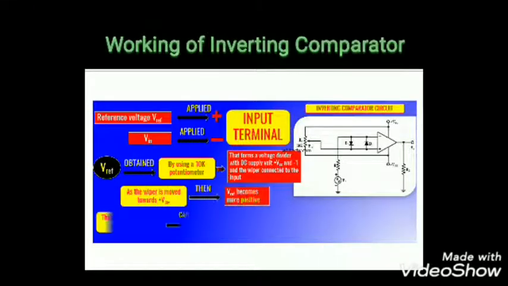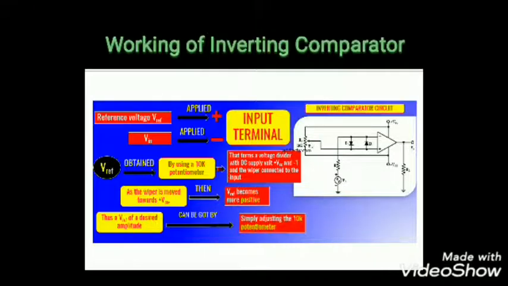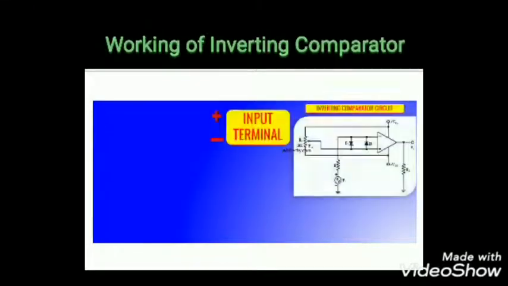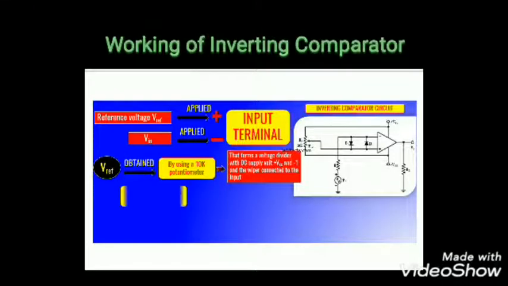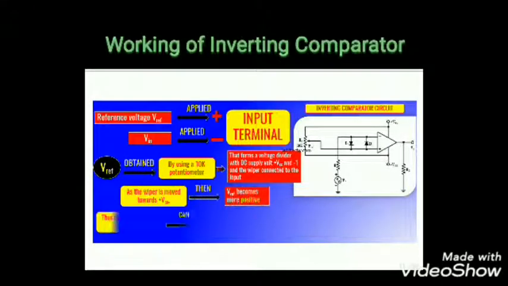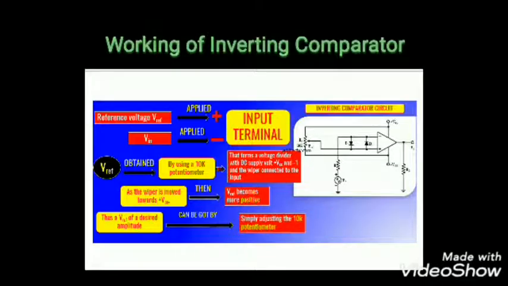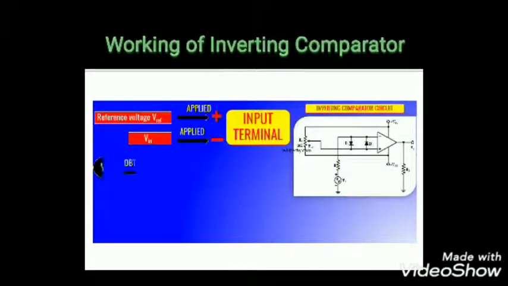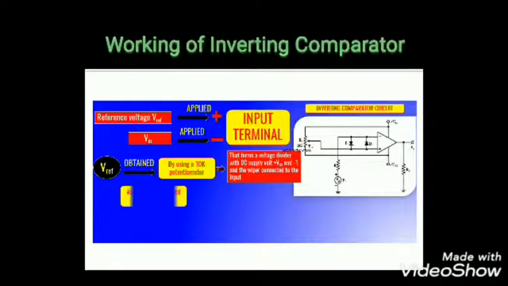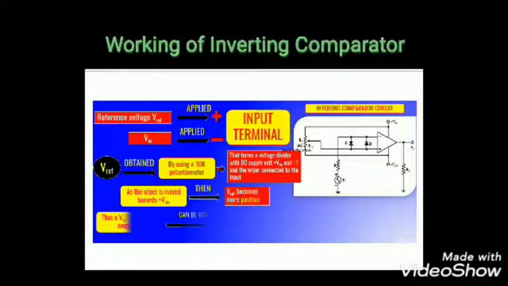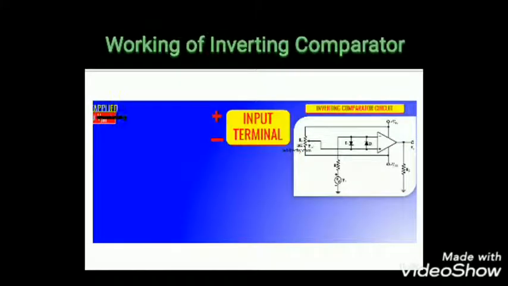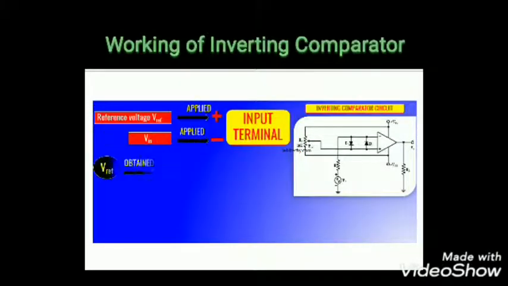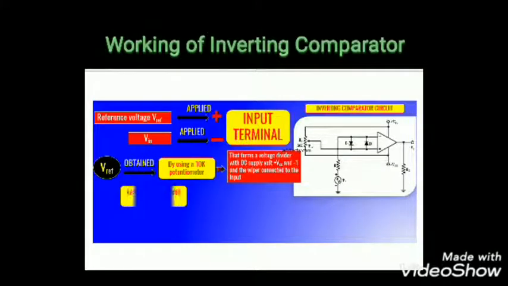the inverting terminal. Normally, the reference voltage is obtained by using a 10 kilo ohm potentiometer that forms a voltage divider with the DC supply voltage and the wiper connected to the input. As the wiper is moved towards the positive VCC, the V reference becomes more positive. Thus, a V reference of a desired amplitude can be obtained by simply adjusting the 10 kilo ohm potentiometer.